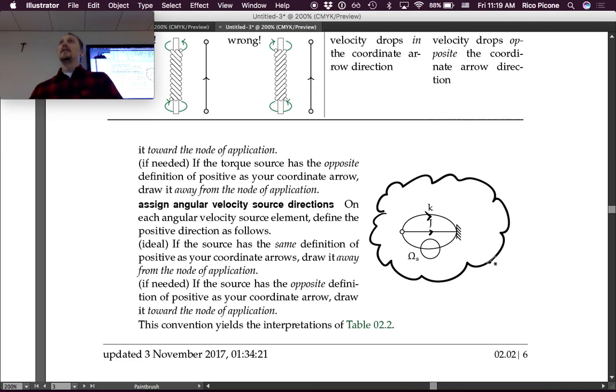Okay, so we have the coordinate arrow and the imaginary angular velocity source both pointed to the right. Therefore, we are going to follow this ideal case here, draw the arrow away from the node of application, which is that direction. And we're done. That's our whole convention. All the convention, all the time, in one place.